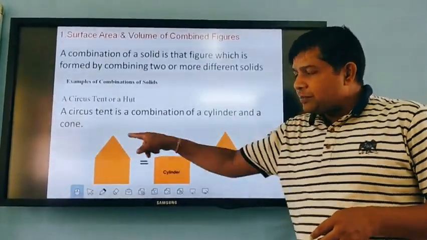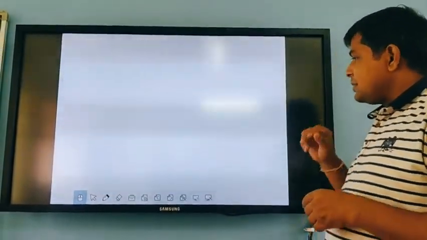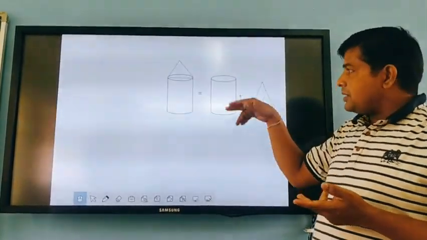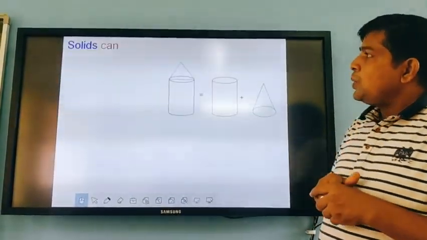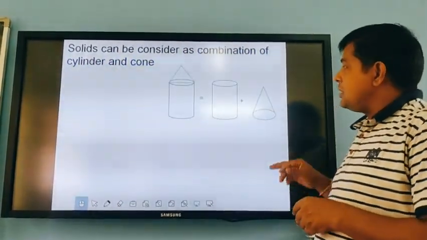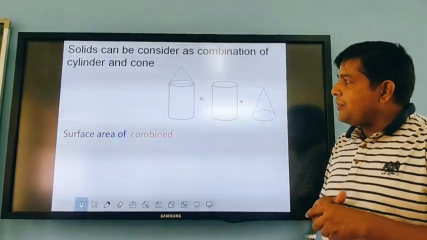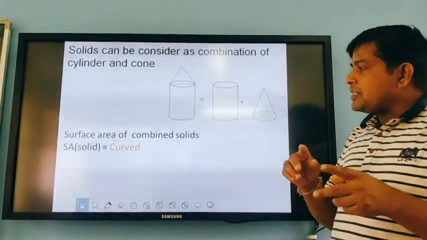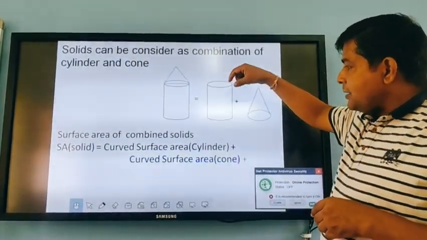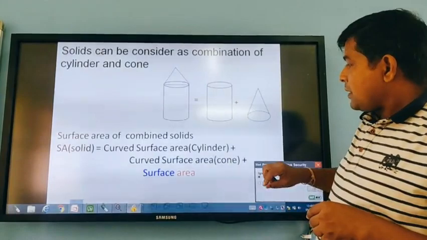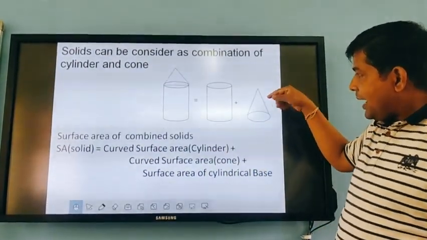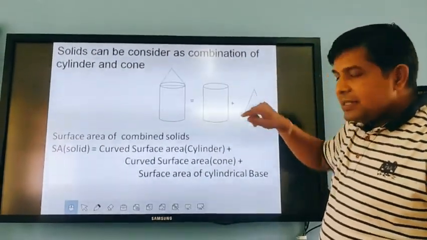This circus tent is a cylinder plus a cone. When you combine them, that becomes a circus tent. When you draw the figure, it looks like this. So the solid can be considered as a combination of cylinder and cone. Now the surface area of the combined solid. Surface area of solid is the curved surface area of cylinder and curved surface area of cone and surface area of the cylindrical base.